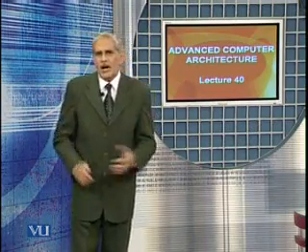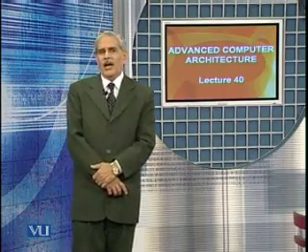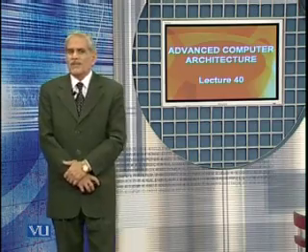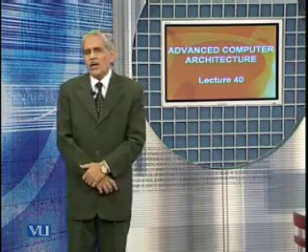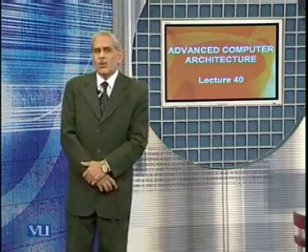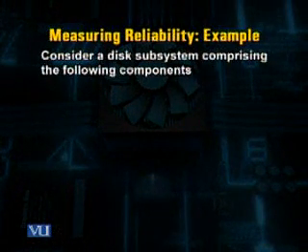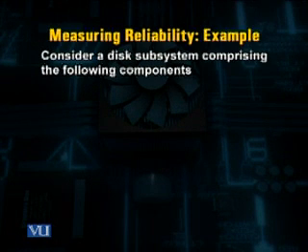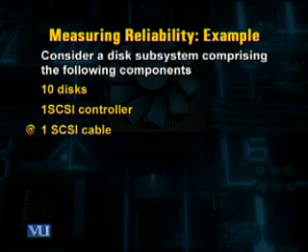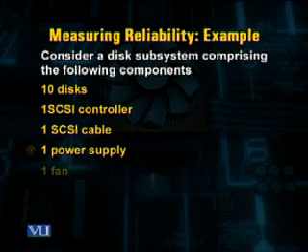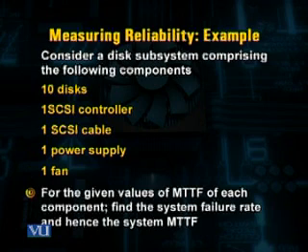Now, with a clear understanding of MTTF and MTTR, let us understand with the help of an example how we can use these terminologies to measure the availability of a disk subsystem. For this purpose, let us consider a disk subsystem which comprises 10 disks, 1 SCSI controller, 1 SCSI cable, 1 power supply, and 1 fan. For the given values of MTTF of each of these components, let us find out the system failure rate and hence the system MTTF.